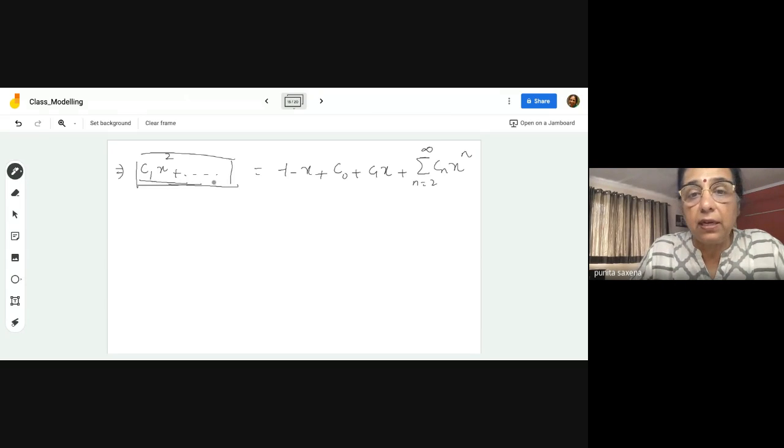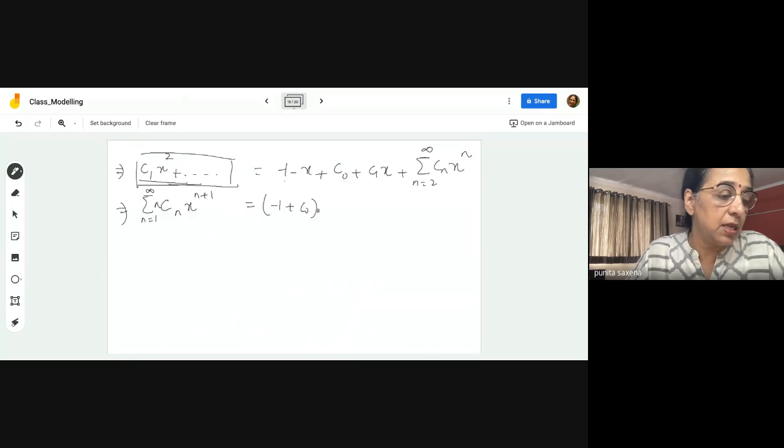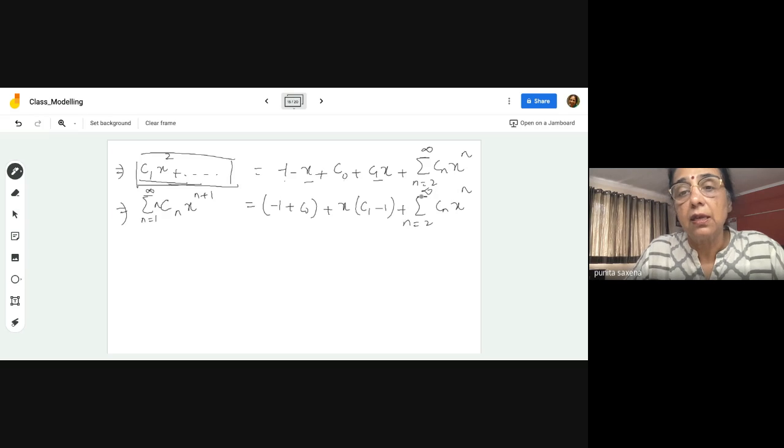What was your left-hand side? There is no term containing a constant term and no term containing x. Your left-hand side is actually n Cn x to the power n plus 1, where n is starting from 1 to infinity, and this is equal to this. So I can combine these terms: collecting the constant terms, I get minus 1 plus C naught, and collecting the terms containing x, I get C1 minus 1 from here and here, plus terms like this. Is this clear or not?